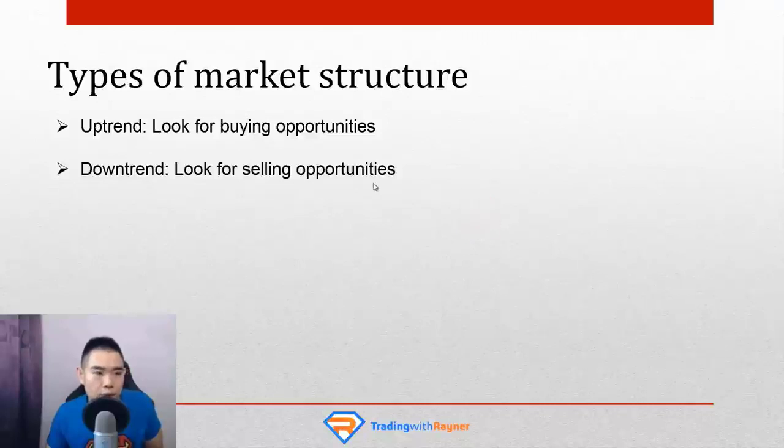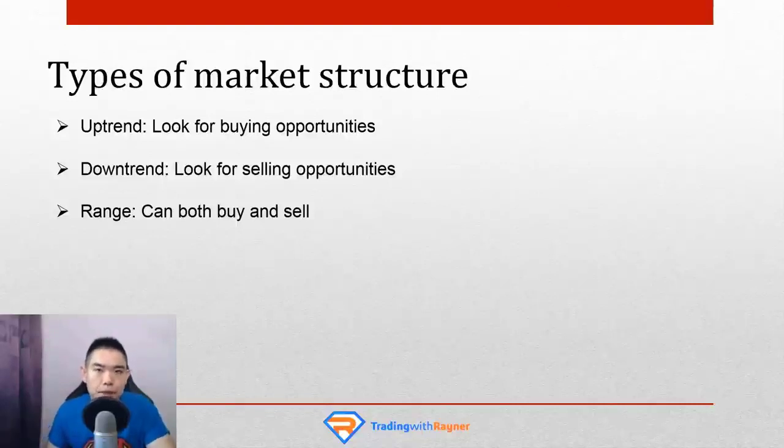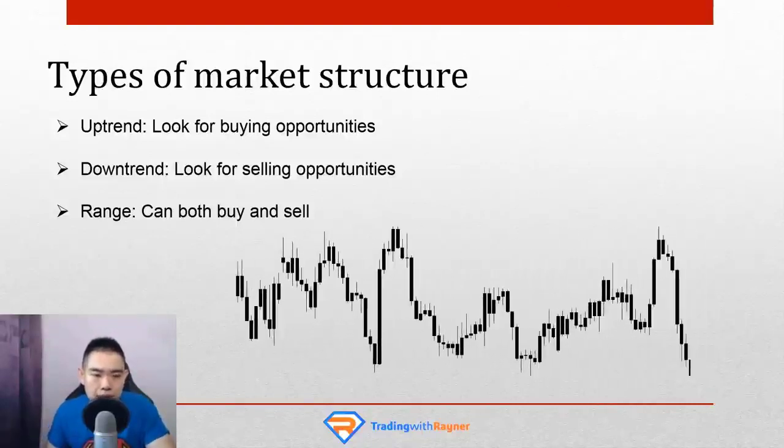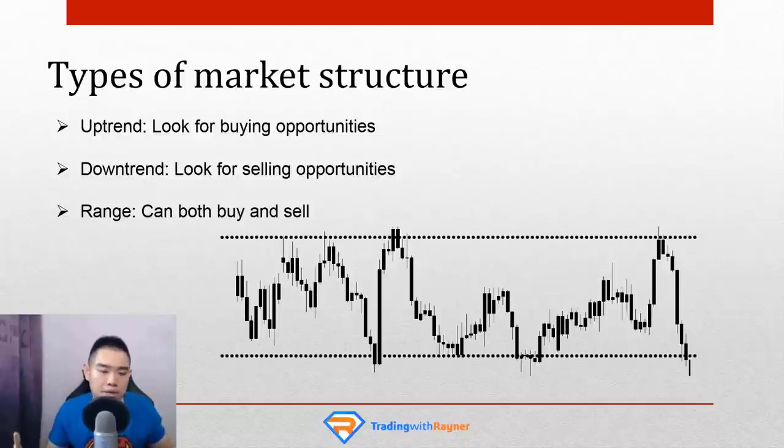And finally, you have what we call a range market. In this market condition, you can be both a buyer or seller. So a range market looks something like this. Price is contained between the highs and the lows. So when a market is in a range, you can look for both buying and selling opportunities.